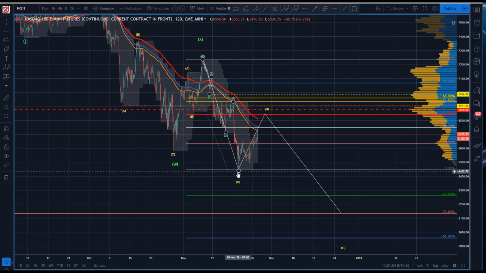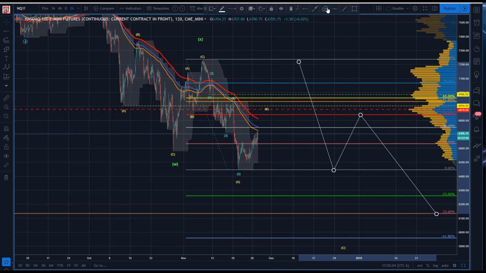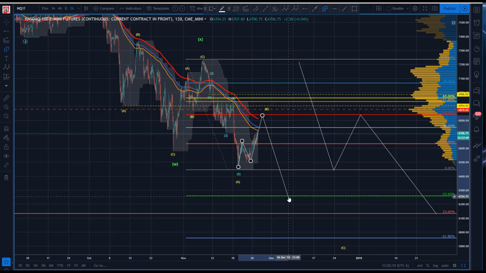So A, potentially done. Now, how do we know if we've got a B? Well, if this turns into a motive wave, which is certainly possible considering what we're looking at here. So right now, let's put this off to the side. We can see a little 1, 2. We're going up for the 3 before we head down. Certainly possible.